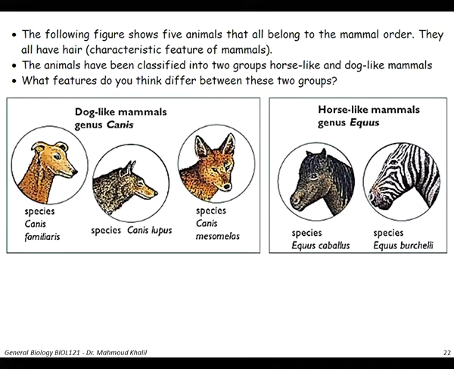Why do you think the shape of the mouth is different in horse-like than in dog-like? Repeat the question, please. Why do you think the mouth is different? The shape of the mouth is different from dog-like to horse-like.